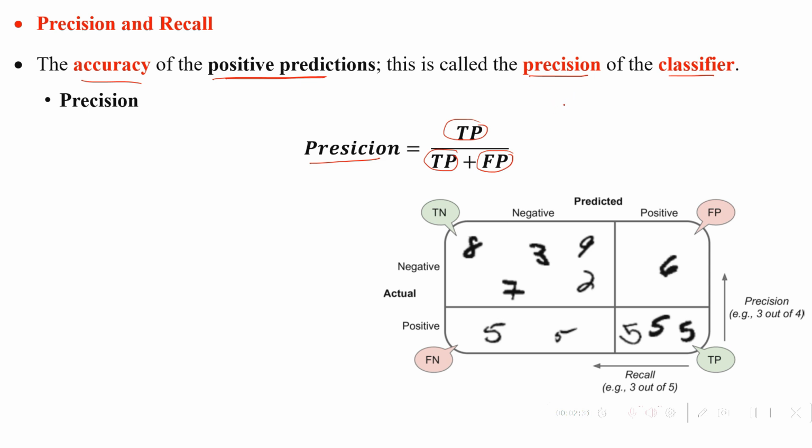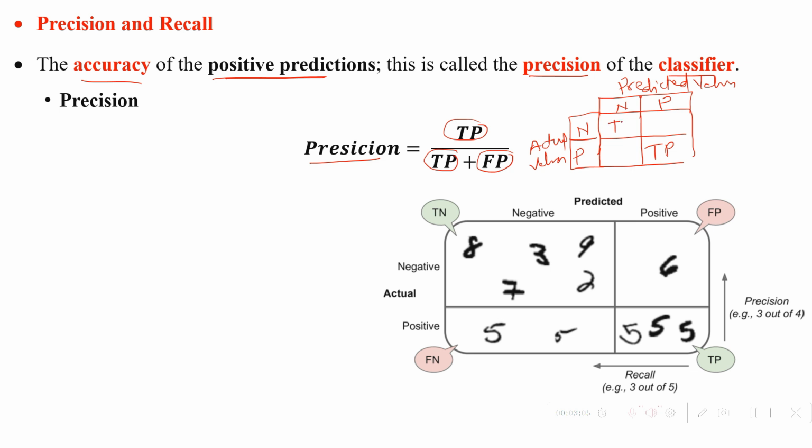In the confusion matrix, we discussed what the confusion matrix means. It contains a binary classifier matrix. Here the rows are the actual values, with negative and positive classes, and on the column side we have the predicted values. This is called a true positive, this is a true negative, this is a false positive, and this is a false negative.